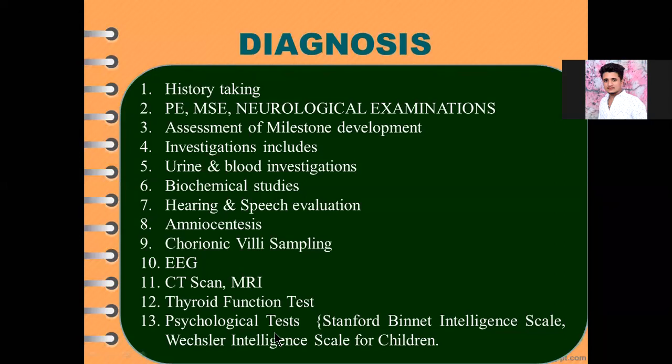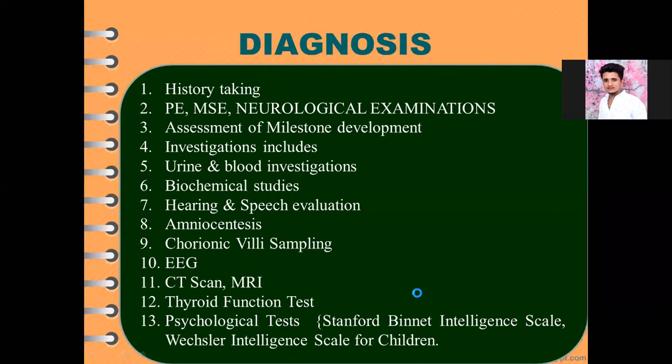And some other psychological tests I already told you in the first lecture, like the Wechsler intelligence scale for children and the Stanford-Binet intelligence scale. These are the psychological tests commonly used to find out the children's IQ level. What is the formula for IQ? That is mental age upon chronological age into 100. Mental age can be identified with the help of the Stanford-Binet intelligence scale and Wechsler's intelligence scale for children. So these are the diagnoses.